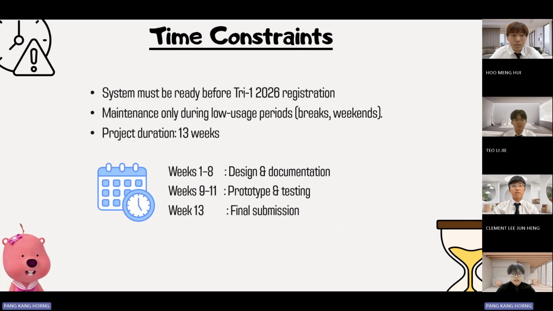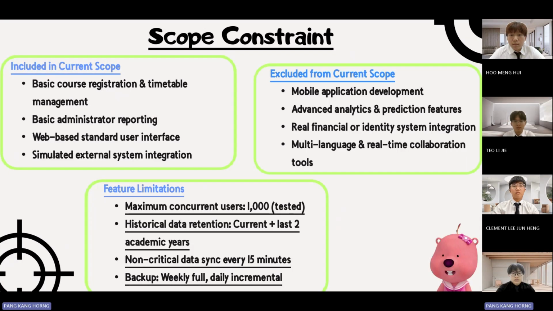Week 1 until week 8 is design and documentation. Week 9 until week 11 is prototype and testing. And week 30 is the final submission. The next one is about the scope constraints. They have three scope constraints. The first one is included in current scope.